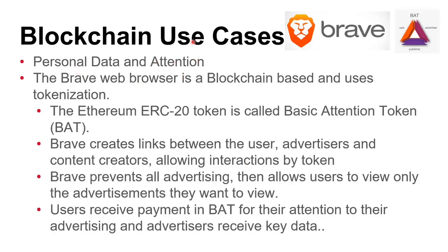Personal data and user attention. If you go and look at the Brave web browser, it's a blockchain-based web browser and uses tokenization. It uses an Ethereum token, an ERC20 token called Basic Attention Token. Brave creates links between the user, advertisers, and content creators, allowing interactions by token. Brave prevents advertising, but allows users to view only the advertisements they want to view. So this sends valuable information back to advertisers. It also gives a lot of options to users.